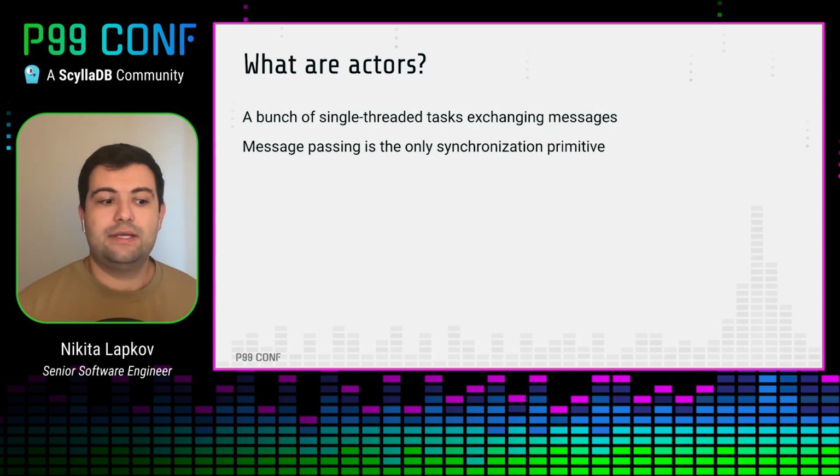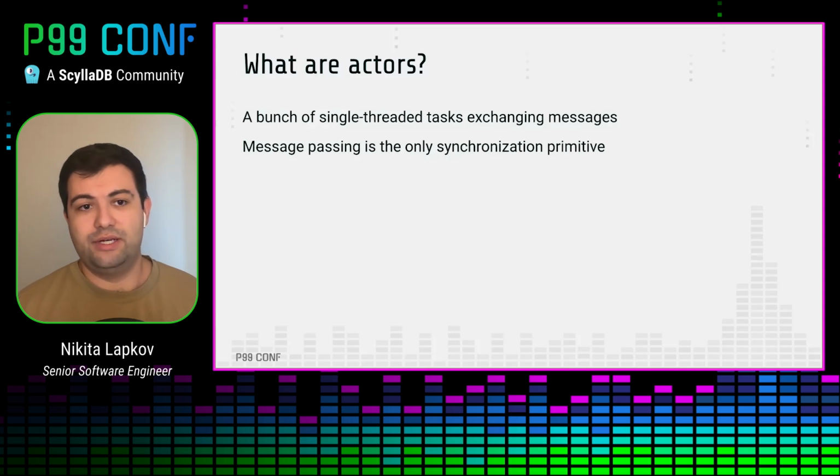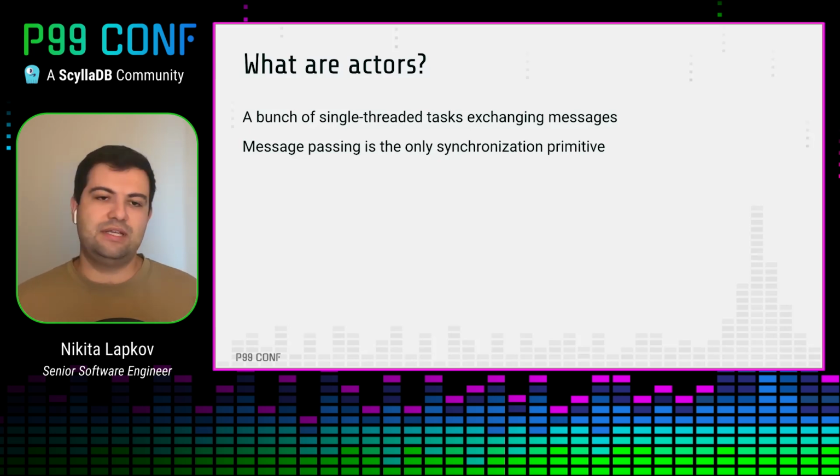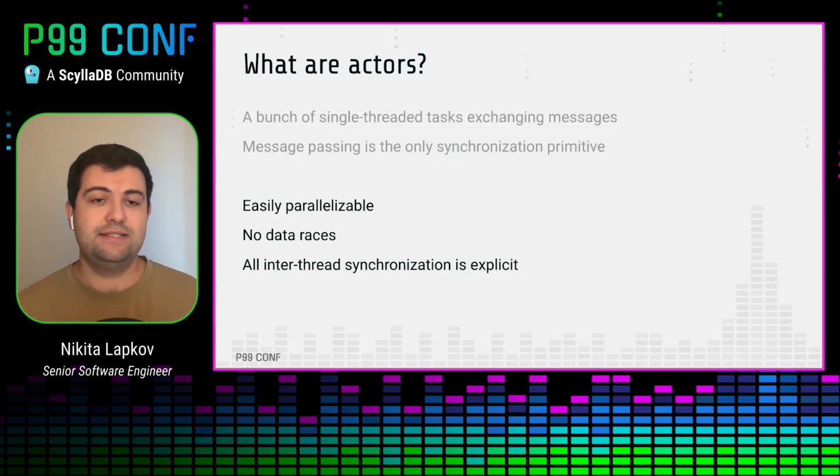Well, first of all, actors as a model, as you probably already know, is a bunch of single-threaded tasks exchanging messages. It is important to note that message passing is the only synchronization primitive we will be using here, meaning that there is absolutely no shared state. There are no mutexes, no locks, not even atomic variables. The only way to share data from one task to another is to send a message. While this model might seem a bit restrictive at first, it's actually very flexible. One of the great boons it gives us is being able to easily parallelize our system.